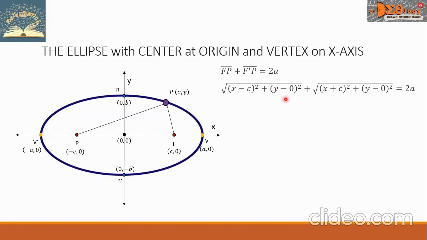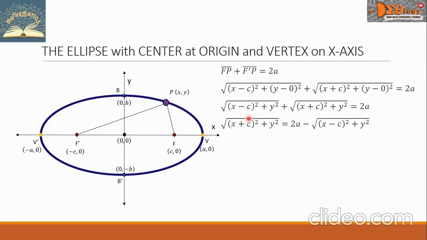We can simplify these portions by simply writing y squared. And then, let us isolate one radical. It means we're going to transpose one of the radicals to the right side. Let's say this one, we will transpose, so from positive, it becomes negative. To simplify further, let us square both sides.